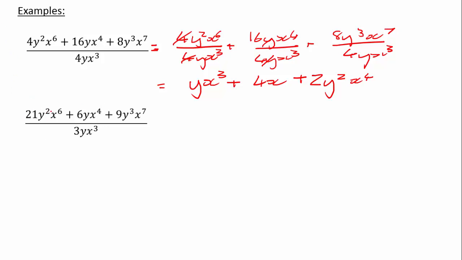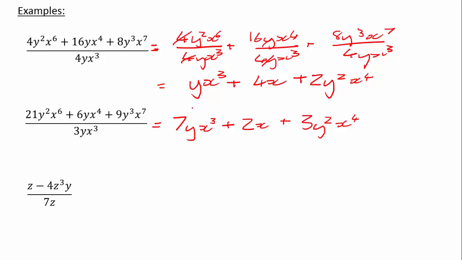Okay, 21y squared x6 plus 6xy4 plus 9y3x7, all divided by 3yx cubed. Now I'm going to simply do this. What's 21 divided by 3? That's 7. y squared divided by y is y. x6 divided by x3 is x to the 3. We've got a plus. 6 divided by 3 is 2. y's cancel out. x4 divided by x3 is x. Plus 9 divided by 3 is 3. y3 divided by y is y squared. x7 divided by x3 is x to the 4.